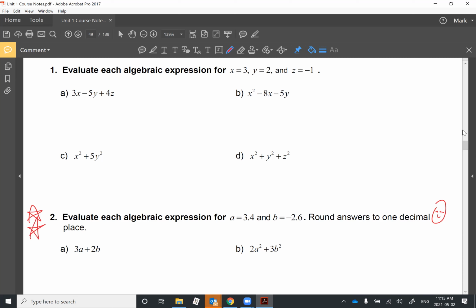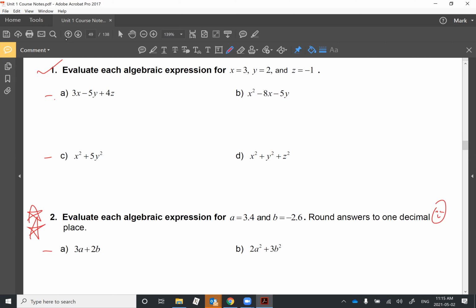All right, but let's practice. I'm going to do the easy ones. You guys can do the hard ones. So now I'm going to do number 1, A, C, and number 2, A. All right. Number 1A, evaluate each expression where x is 3, y is 2, and z is -1.